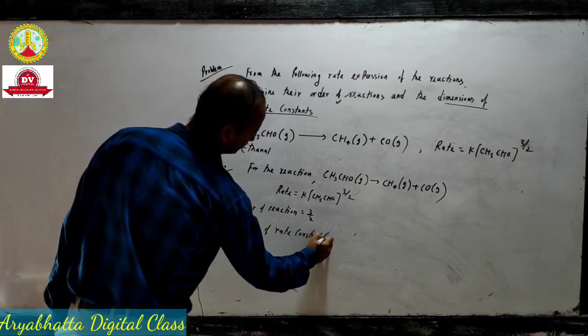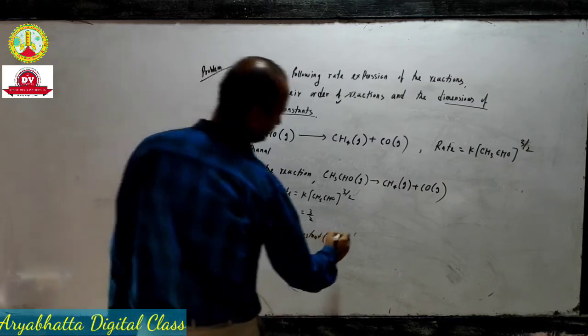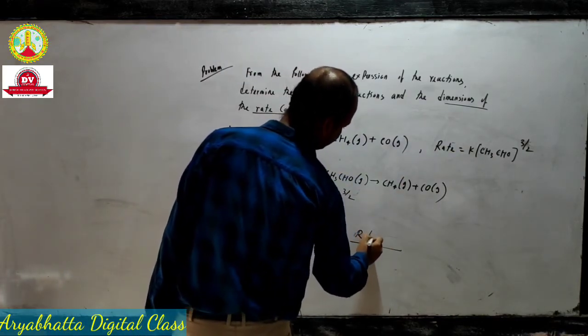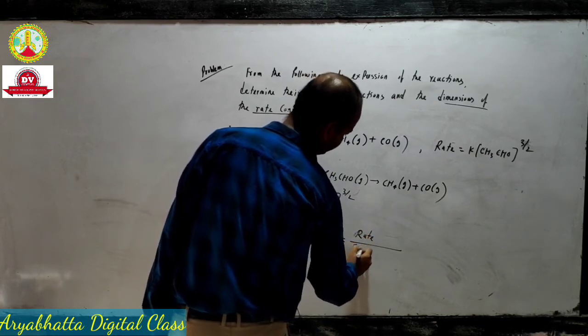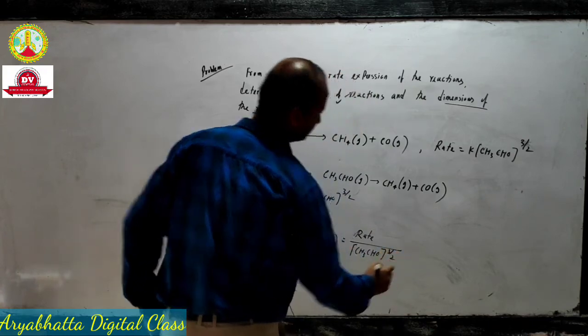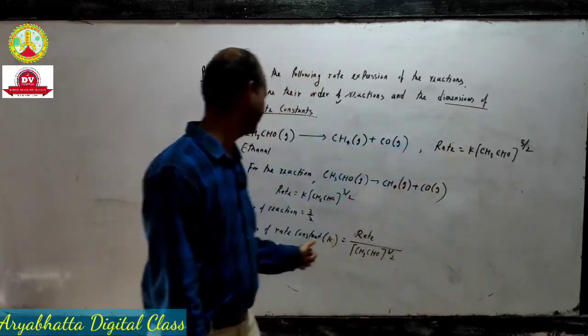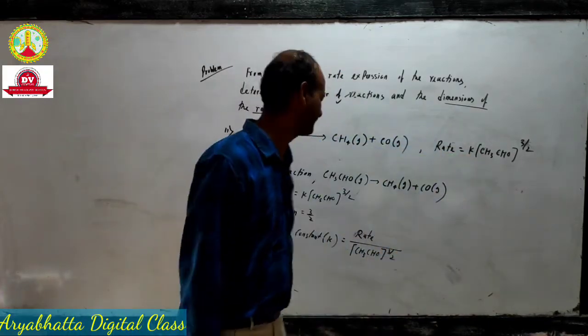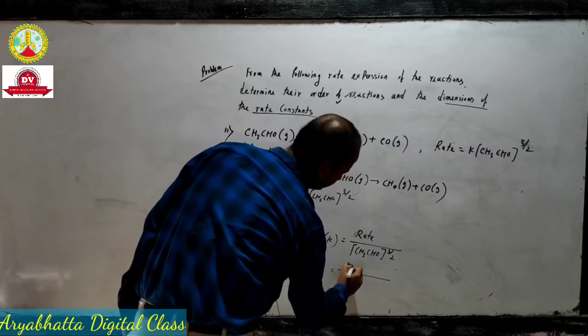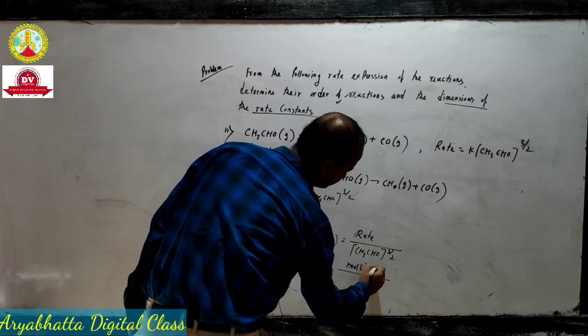डायमेंशन ऑफ रेट कांस्टेंट k, दिस विल बी हाउ मच? रेट बाय CH3CHO बाय पावर 3/2. सो k विल बी रेट बाय दिस पार्ट. ओके, देखो व्हाट इज यूनिट ऑफ रेट? रेट का यूनिट क्या था? मोल लीटर इनवर्स सेकंड इनवर्स.